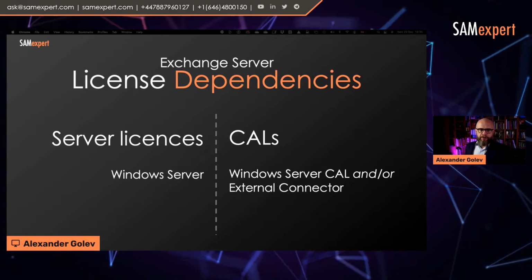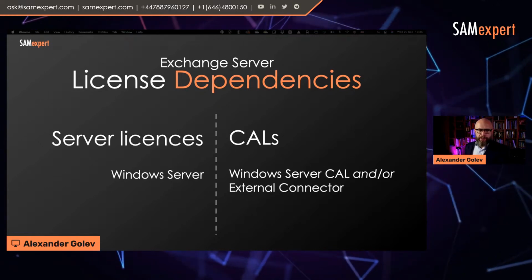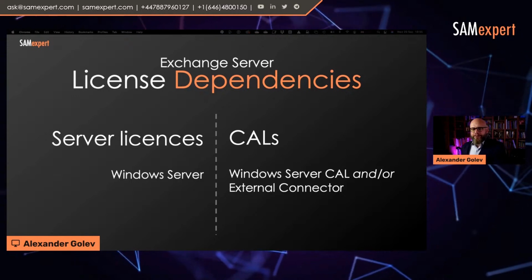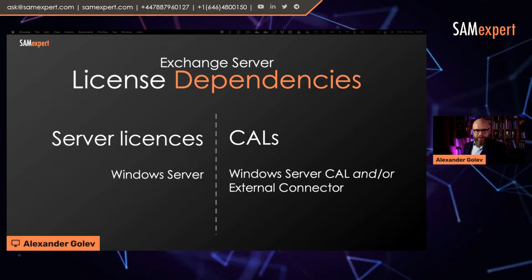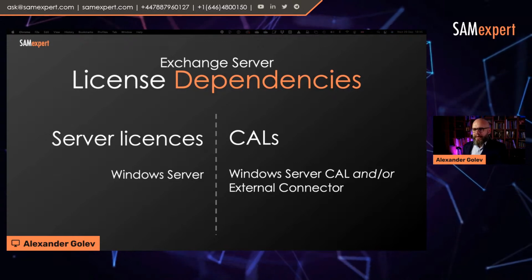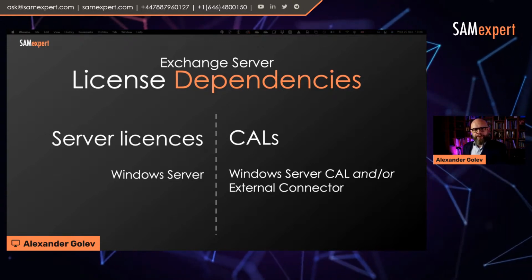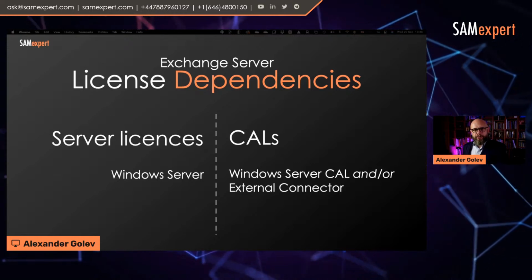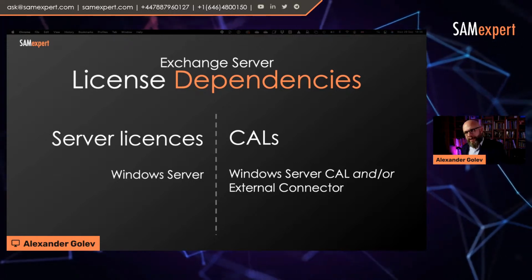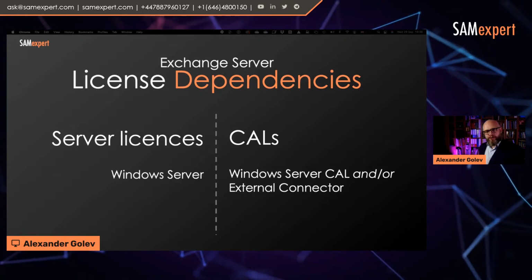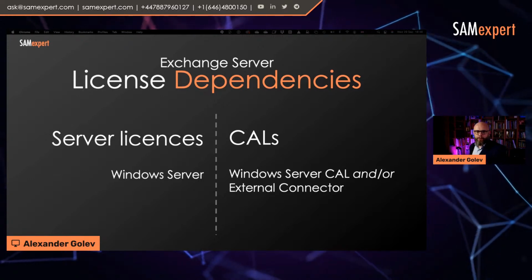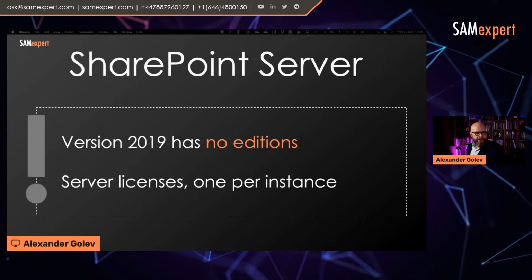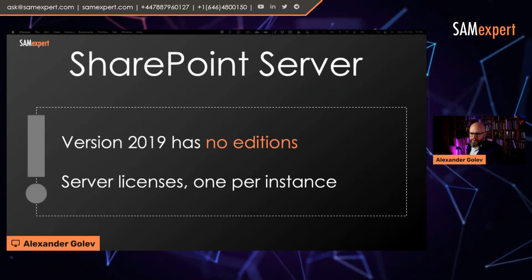So license dependencies. If you license Exchange Server, it obviously requires Windows Server to run on. So therefore, don't forget to buy Windows Server license or assign it or somehow just calculate that server as required in Windows Server licenses. Same with CALs. If you need access to Exchange, you also need to think that you also need access to Windows Server on which that Exchange runs. Always. It's a dependency.